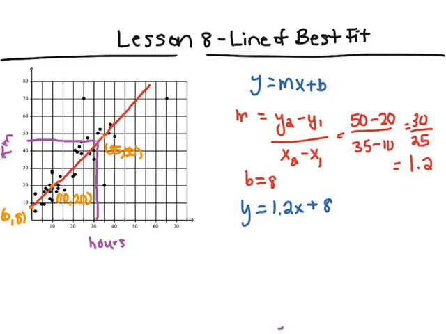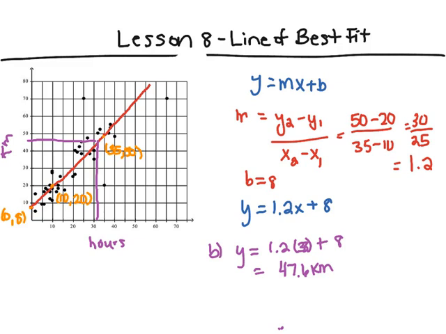But we can also use our equation to find this. So we would go y is equal to 1.2 times 33 plus 8, for 33 hours for our x. So this would be 47.6 kilometers. So that approximates our graph. So that was for B.